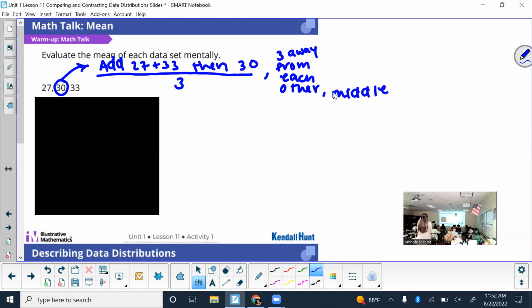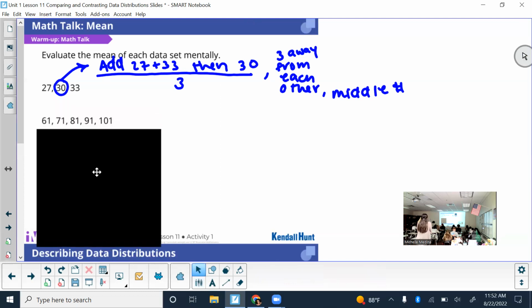All right, now I'm going to show you the next one. So yeah, it was 30 to go. Next one. Don't yell out the answer, just thumbs up when you have the mean and a strategy for how you found it and why you can do that.